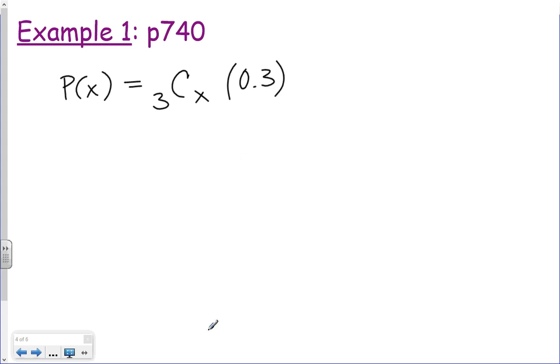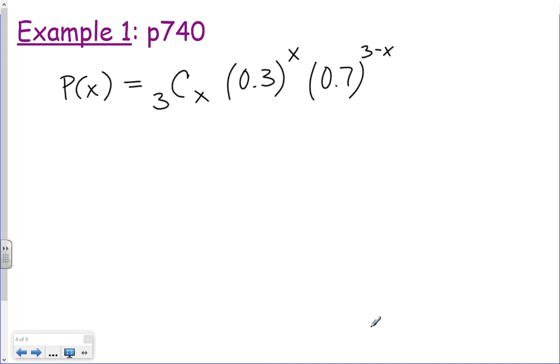And we raise that to the power of the number of shots we want to make. Again, we're calling that X here. And then we multiply by the complement of that probability, which would be 0.7, the probability of missing a shot, in other words. And we raise that to the 3 minus X. Go back and refresh your memory of that formula if you need to remember how to calculate a binomial probability.